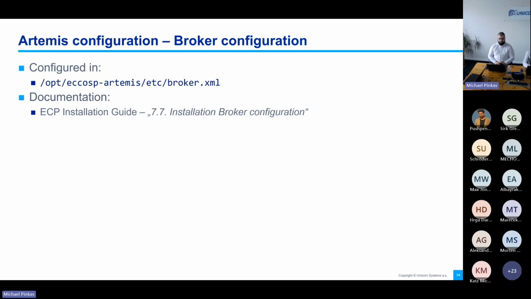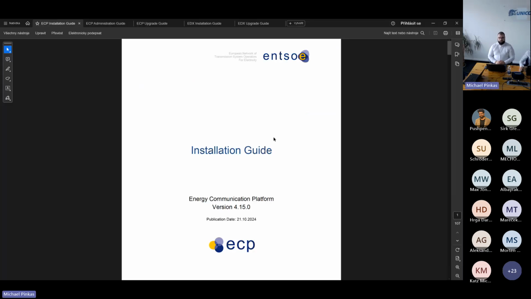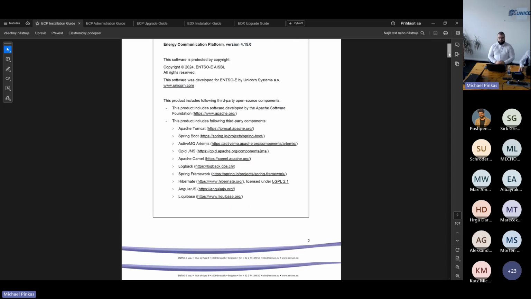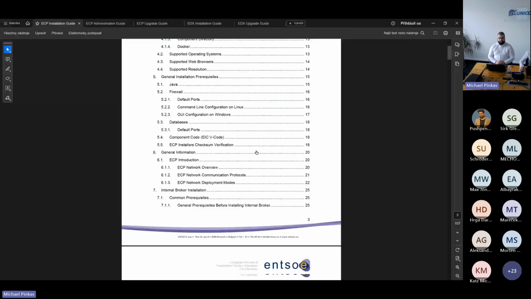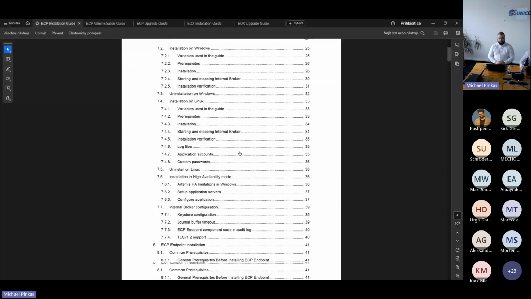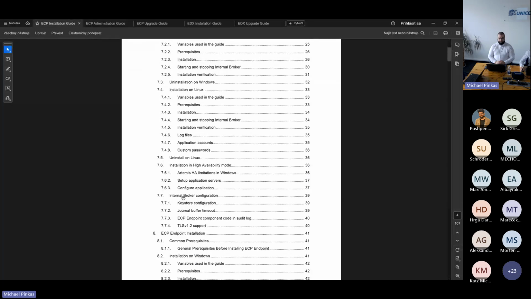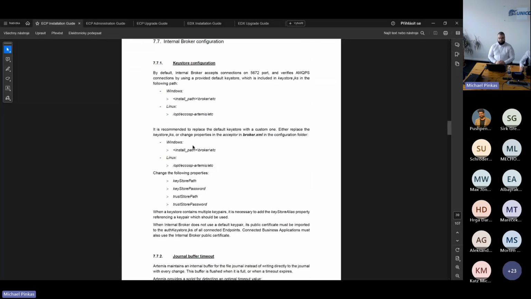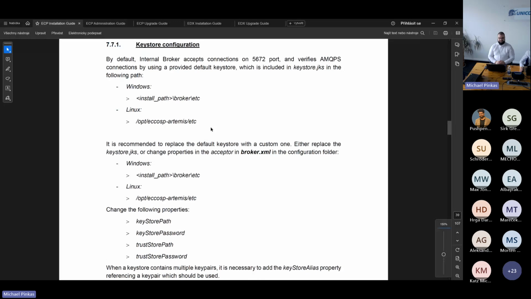So let's start with the Artemis configuration, the broker XML file. This file is used for the configuration of the broker, and most of the configuration parameters are stored in here. As I said, in our installation guide we can find some of the most important parts of the configuration. It is the chapter internal broker configuration.